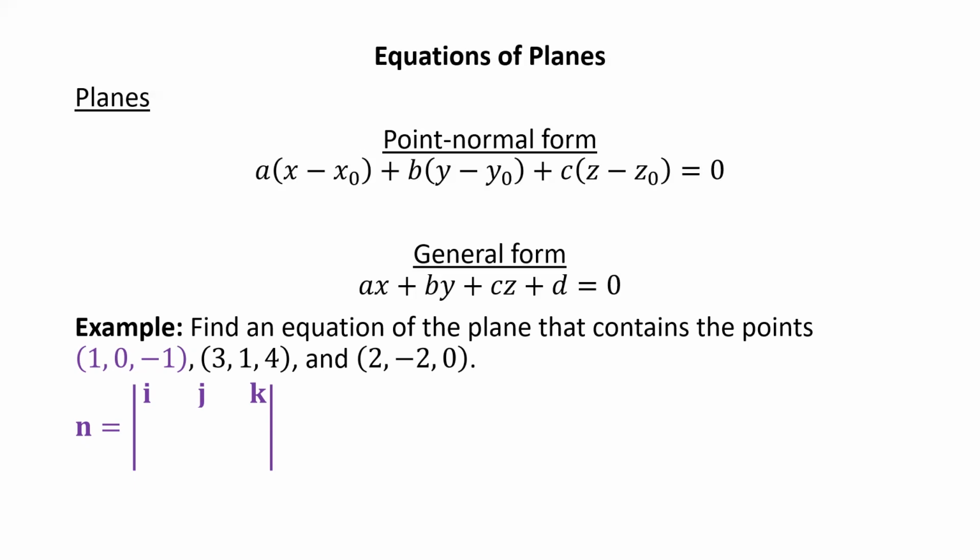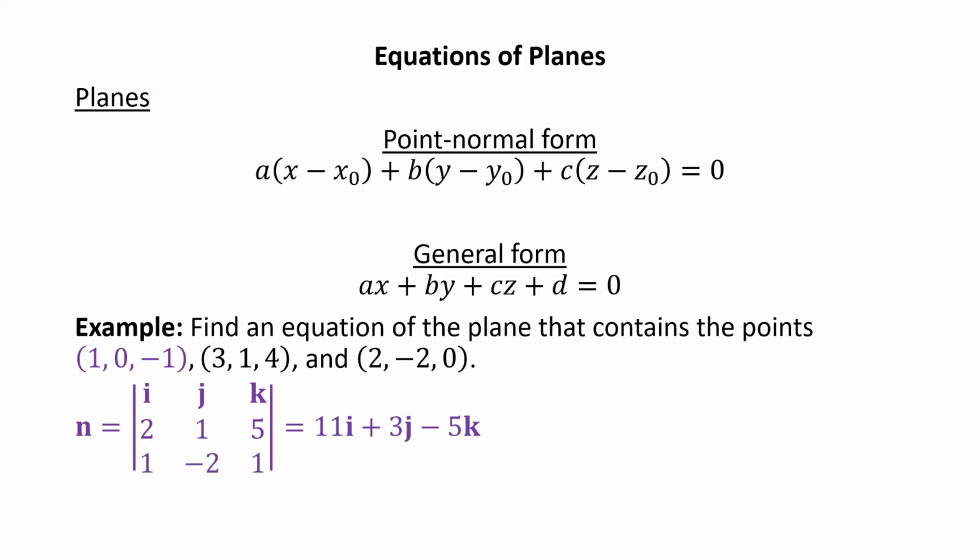Well, we could just take pairs of points that are given here and subtract coordinate by coordinate. For example, if we take the first 2 points, we get the vector: 3 - 1 is 2, 1 - 0 is 1, and 4 - (-1) is 4 + 1, which is 5. And if we take the first and third points, we get 2 - 1 is 1, -2 - 0 is -2, and 0 - (-1) is 0 + 1, which is 1.